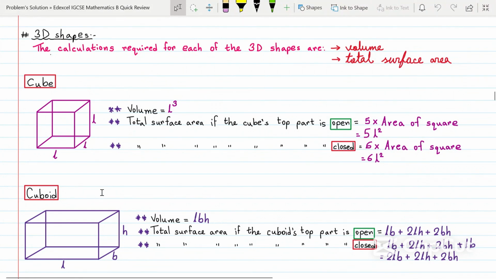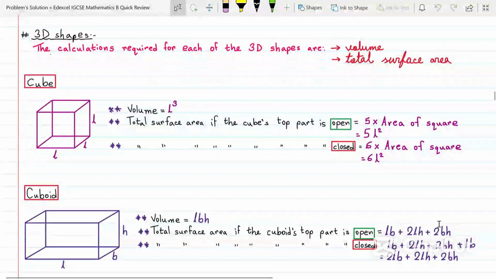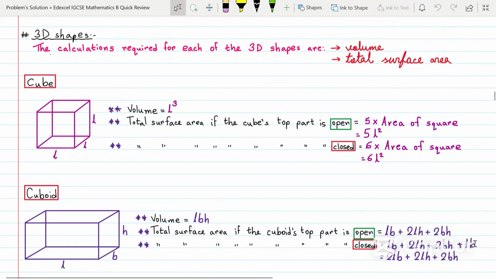And if you close the top part of the cuboid, the total surface area should obviously equal the open part's formula, and then you add one more LB. Therefore, the total formula equals 2LB plus 2LH plus 2BH. I hope you have no doubt up to this.